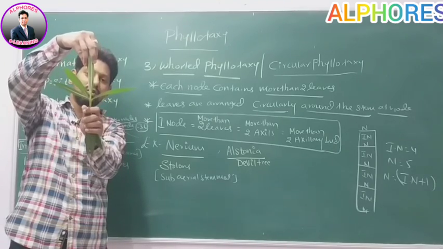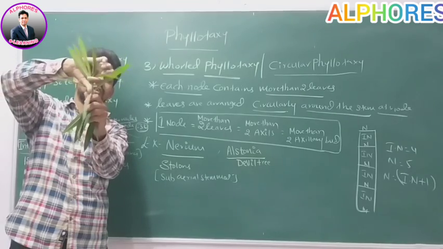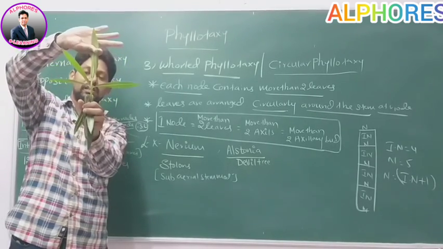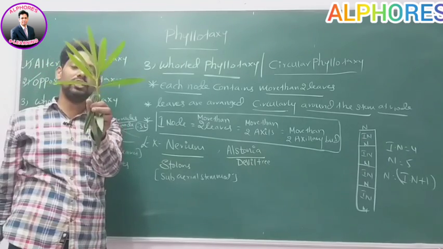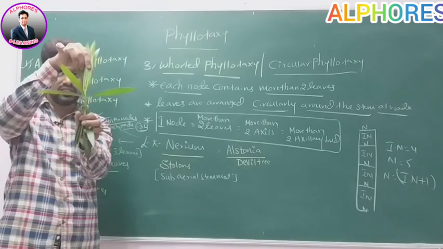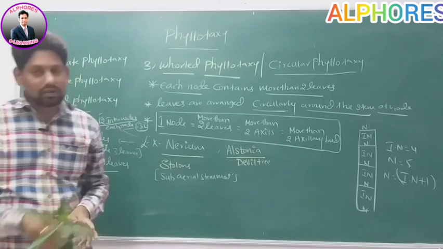See, at this node, how many leaves are there? 3 leaves. If you want to check, you can go for another node also. How many leaves are there at this node, sir? 3 leaves. Therefore, in case of Nerium, at each node, more than 2 leaves are present. And generally, how many leaves? 3 leaves. This is in the case of Nerium plant.